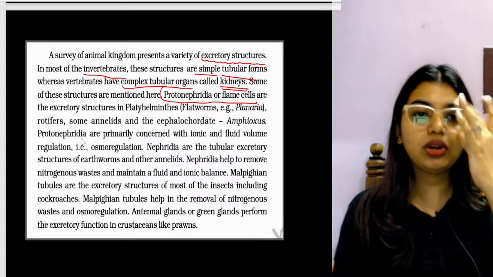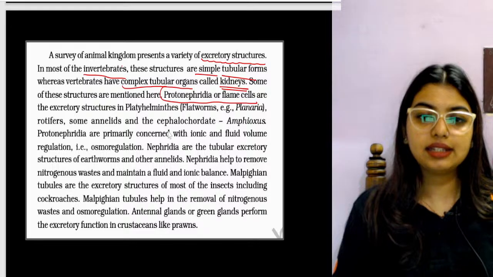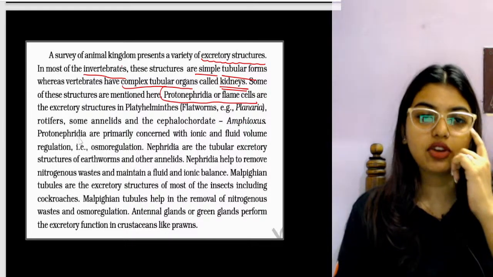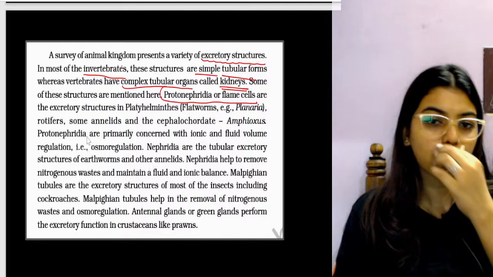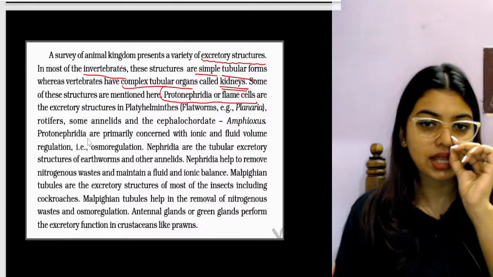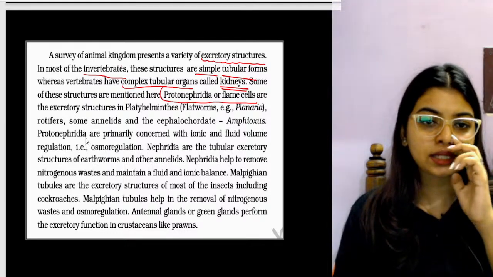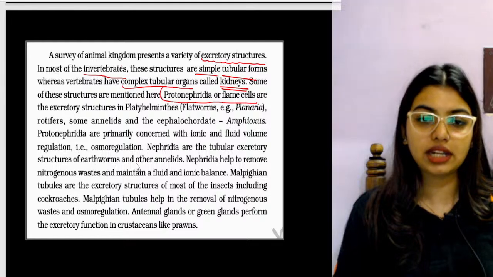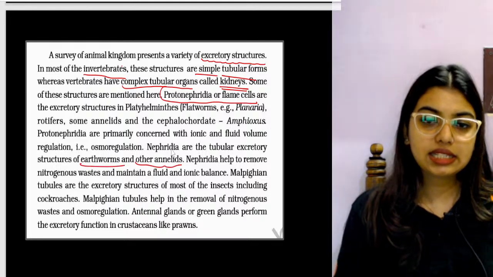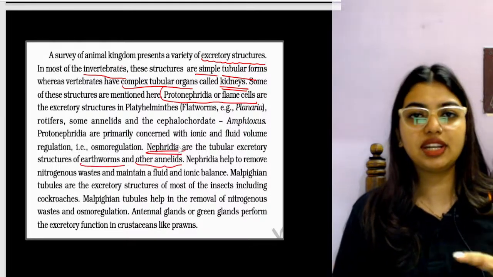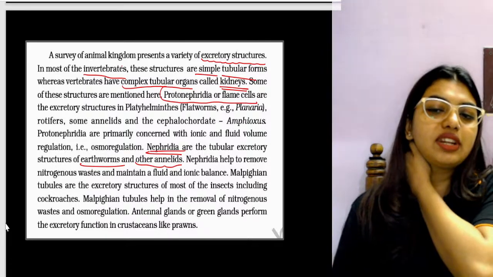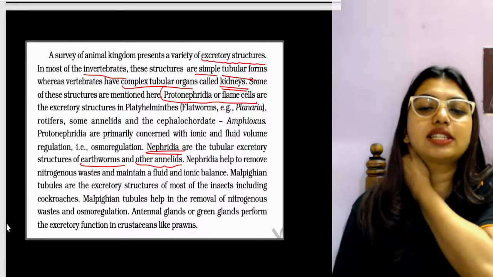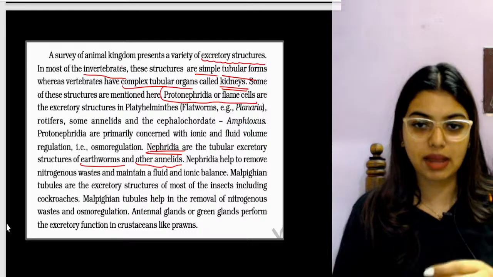Rotifers, some annelids and cephalochordates like amphioxus also have protonephridia, primarily concerned with ionic and fluid volume regulation and osmoregulation. Nephridia are the tubular excretory structure of earthworm and other annelids. Some annelids have nephridia, some have protonephridia. Nephridia help to remove nitrogenous waste and maintain fluid and ionic balance.